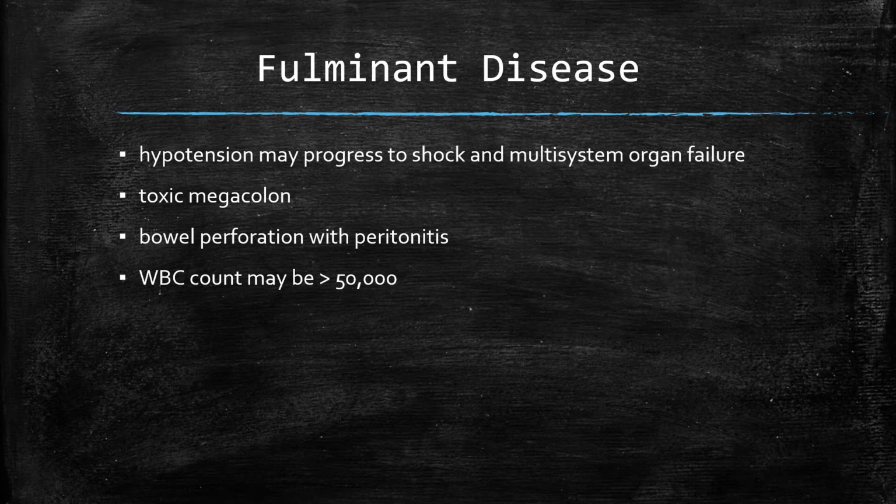Fortunately, only a small number of people progress to the fulminant variant of this disease, but this is where most of the deaths will occur. These patients can rapidly develop shock and multisystem organ failure. These patients come to the attention of the surgeon because they may well develop a perforation or toxic megacolon. And again, their white blood cell counts can be extremely elevated.